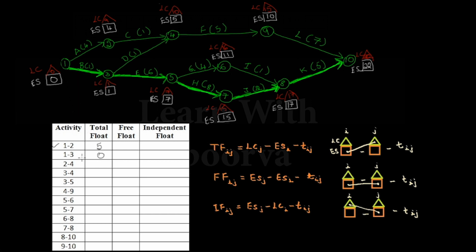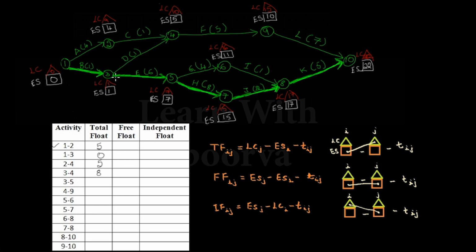So let's go to the activity 2 to 4. 2 to 4 is here. So LC is 10, ES is 4. 10 minus 4 minus 1, so we will get the result as 5. After that we have the activity 3 to 4. For 3 to 4 we have 10 minus 1 minus 1, which will be equal to 8.